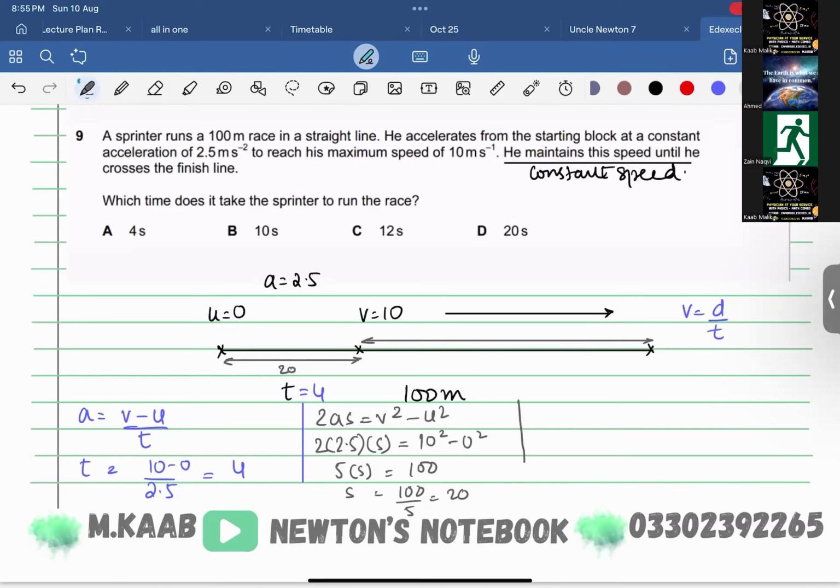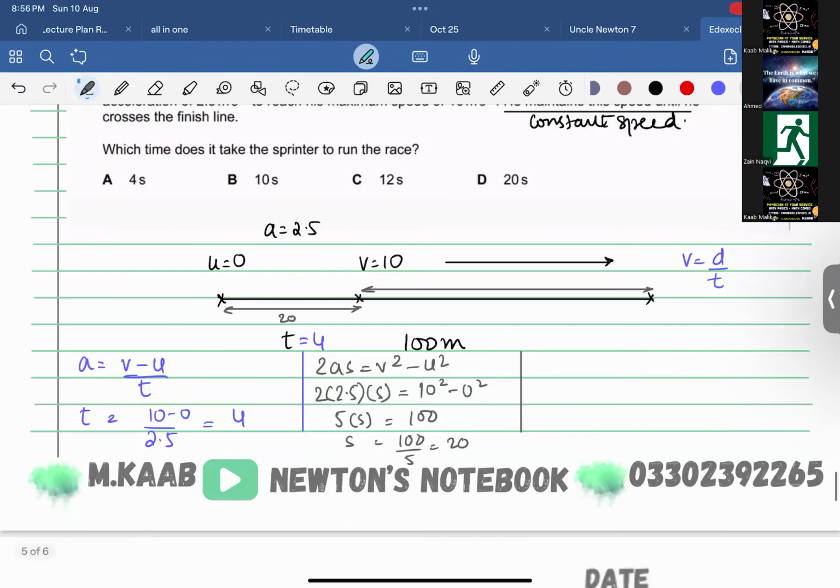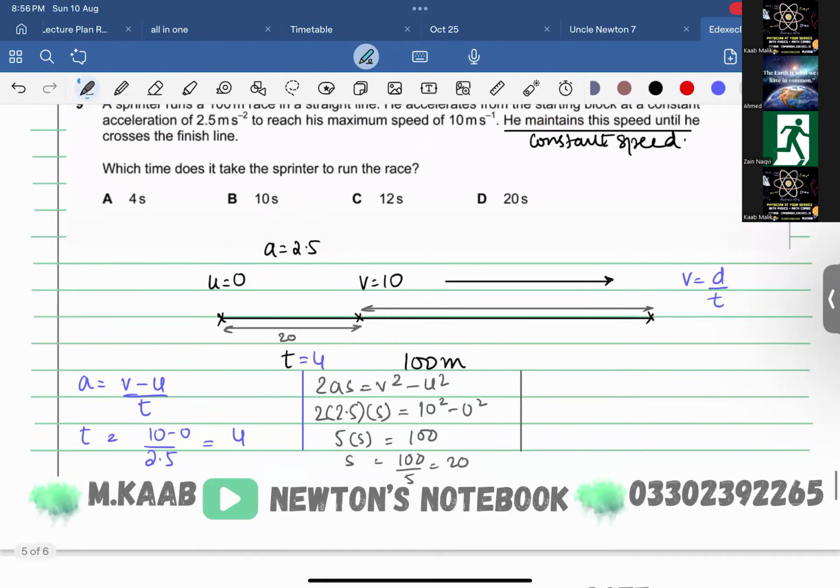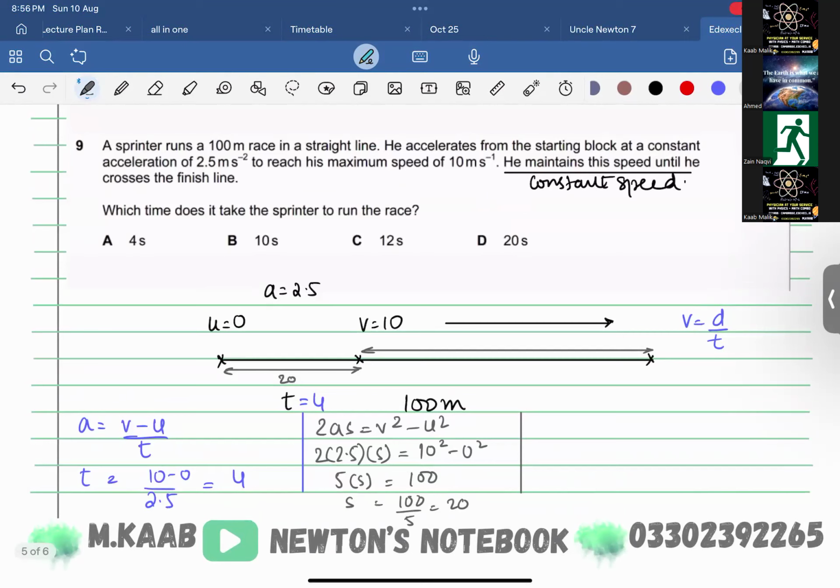So it is also possible that in one journey they can combine the constant acceleration portion and constant velocity portion together. Be very careful. You have to read the question carefully: which part of the motion the object covered with a constant acceleration, and which part did he cover with a constant speed.